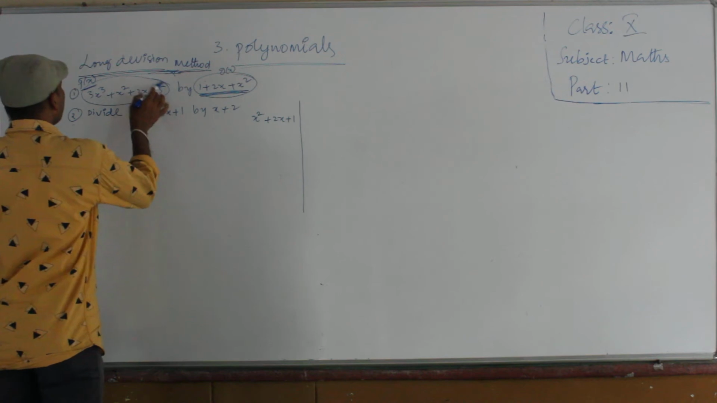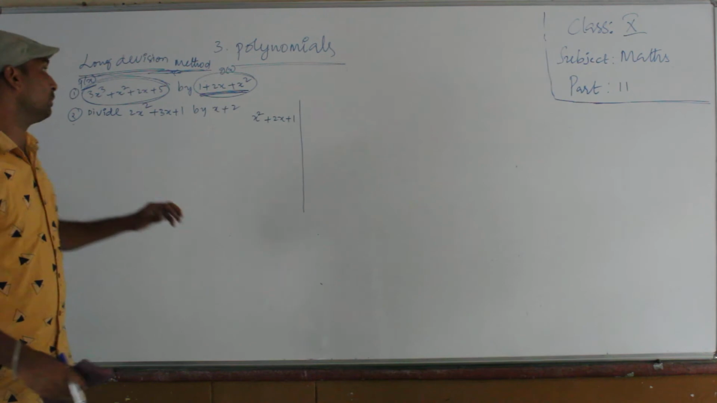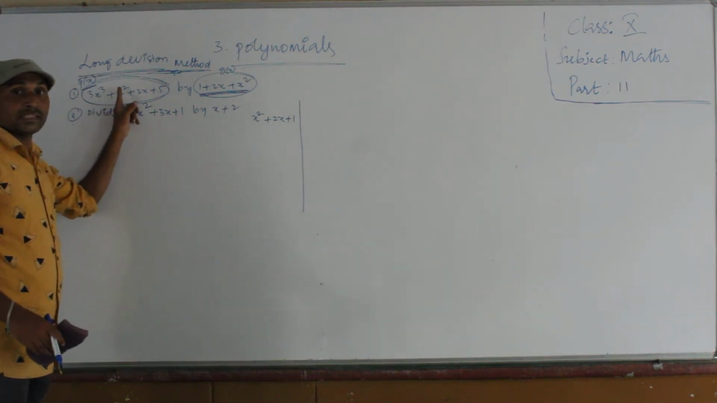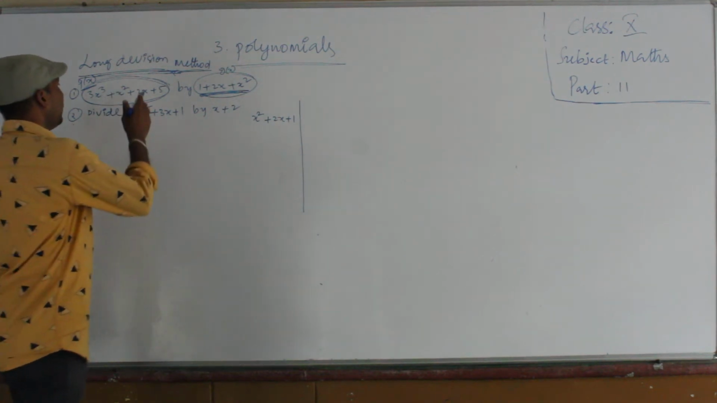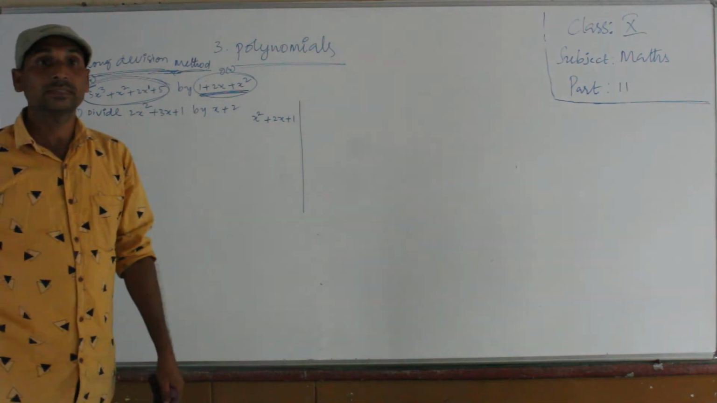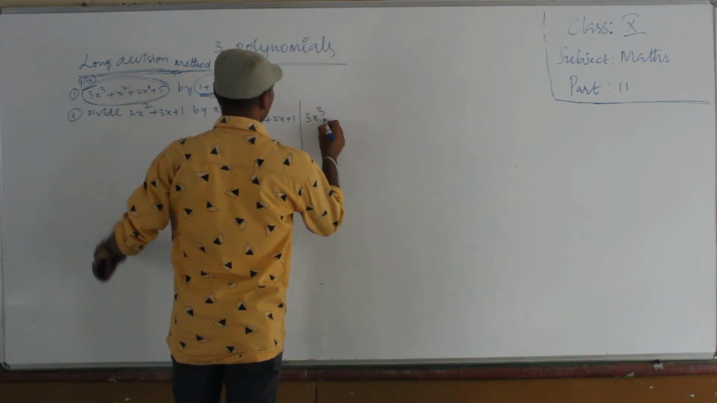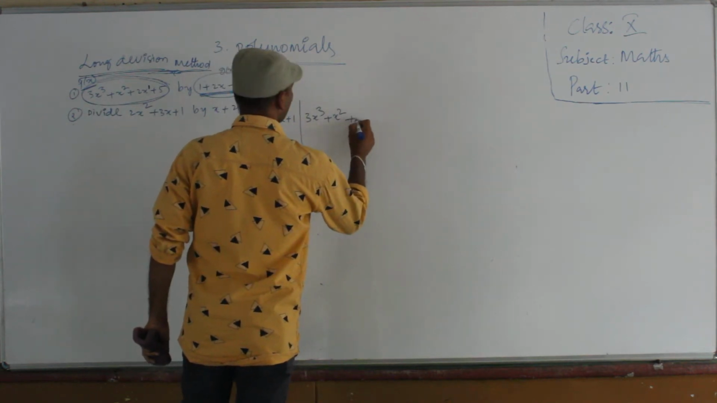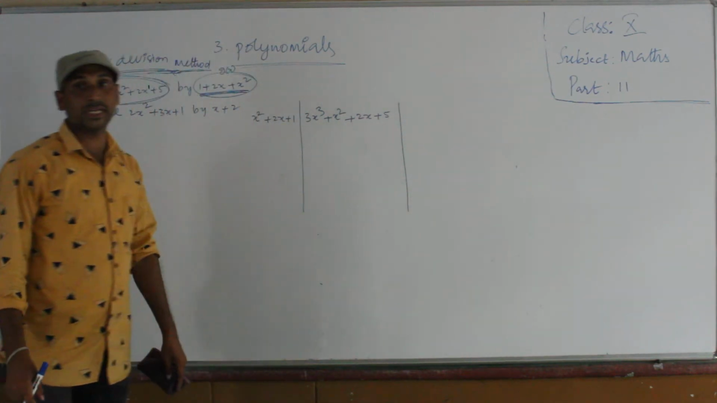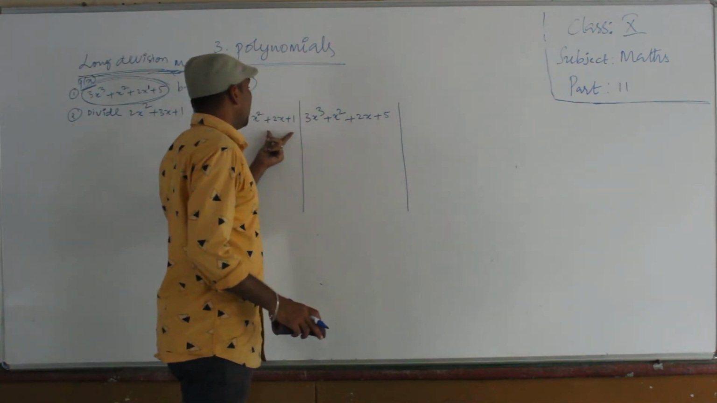When we take this p of x, first we have to observe whether the given problem is in order or not. See, the highest power is 3, then the next is 2, then the next is 1. So this is in order, and we directly take 3x cube plus x square plus 2x plus 5, divided by the divisor.